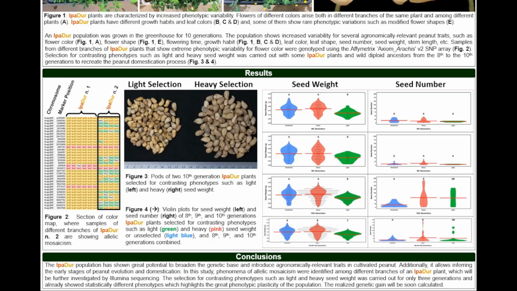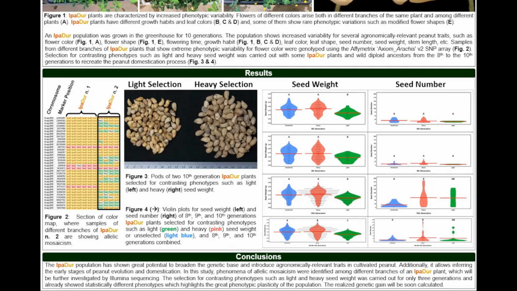In the images in the center, you see the selection for contrasting phenotypes for light seed weight and heavy seed weight. These are the pinpoint pods of IPADUR plants just after 3 generations of selection. You can definitely see that there is a difference in size after only 3 generations of selection, indicating the increased phenotypic plasticity of this material.